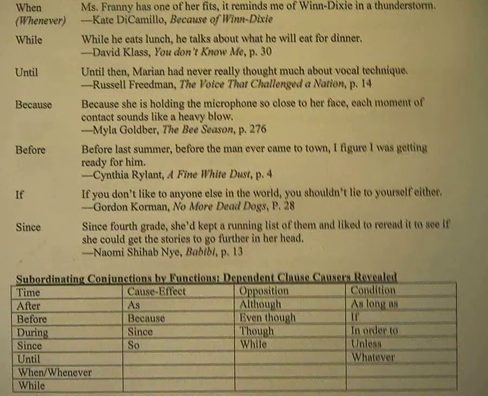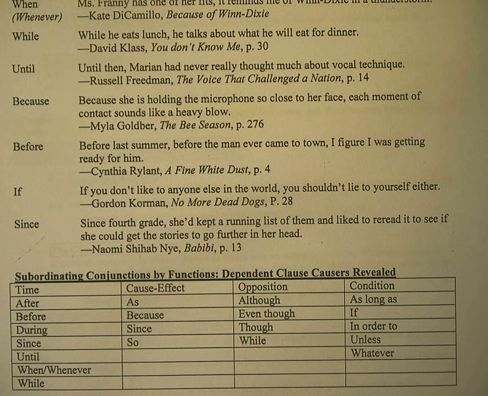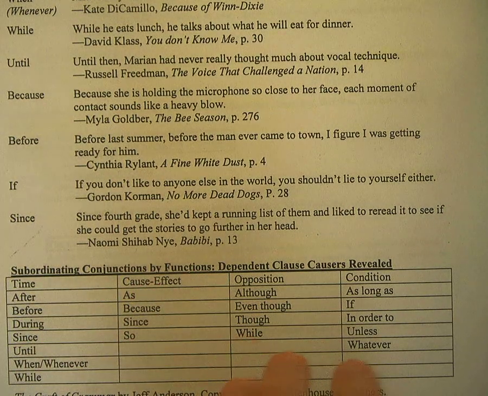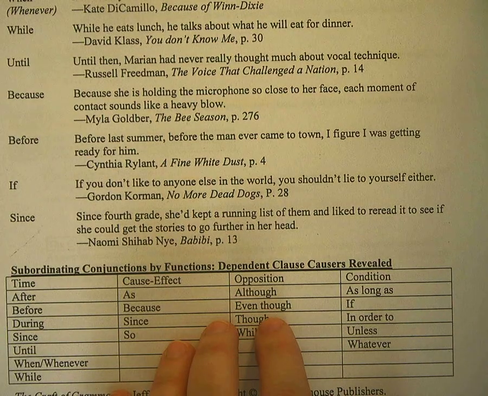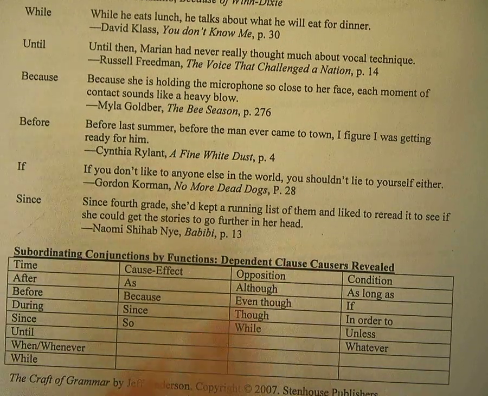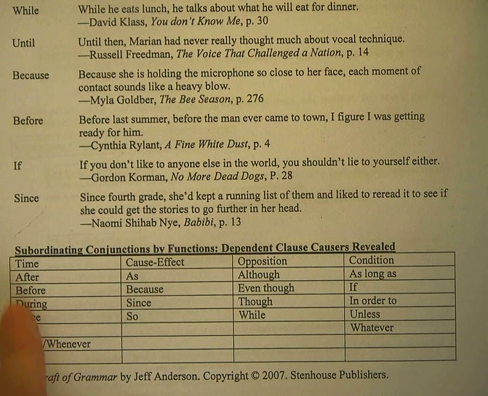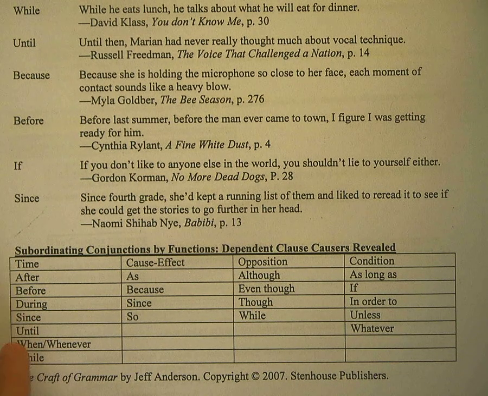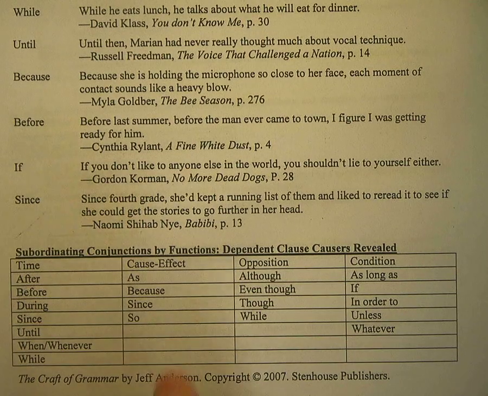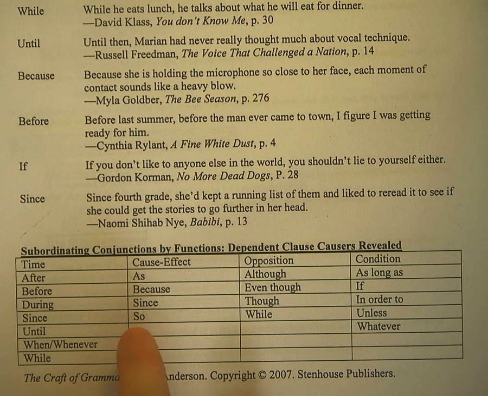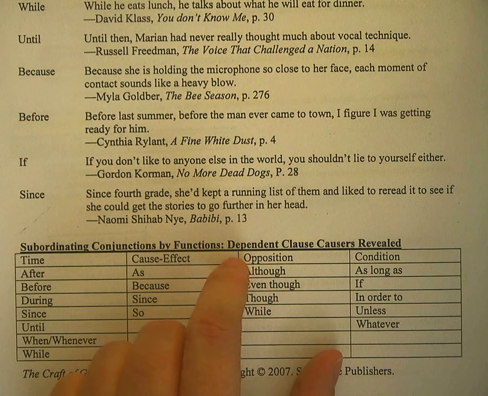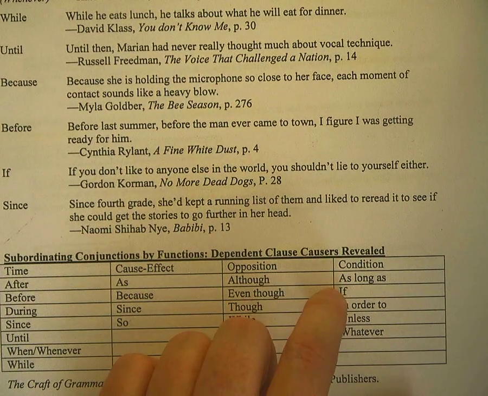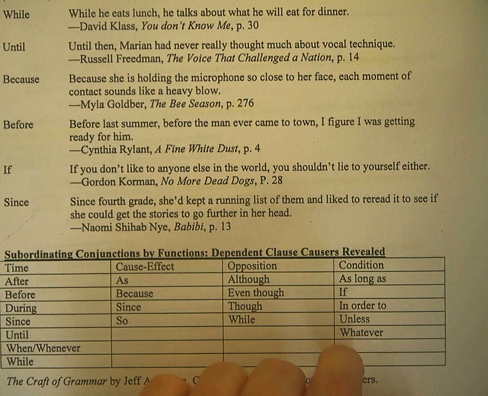Webos, okay? You're going to get this page to put in your folder to keep so you can look at it. Subordinating conjunctions are grouped together by their functions, like what they do to make it a dependent clause. We have time. A lot of them create this idea of time: after, before, during, since, until, when, whenever, while. There's also cause and effect: as, because, since, so. Those are cause and effects. Opposition: although, even though, and while, and condition: as long as, if, in order, unless, whatever.